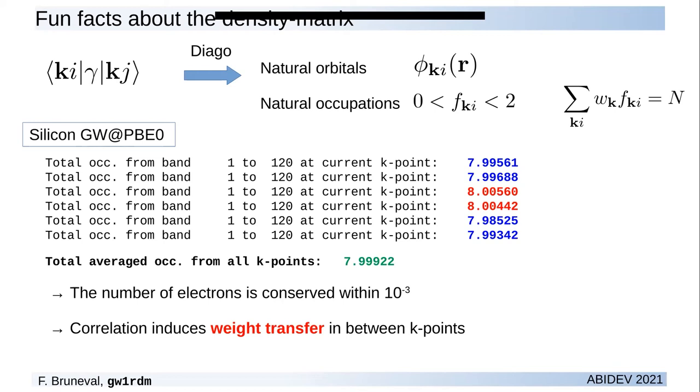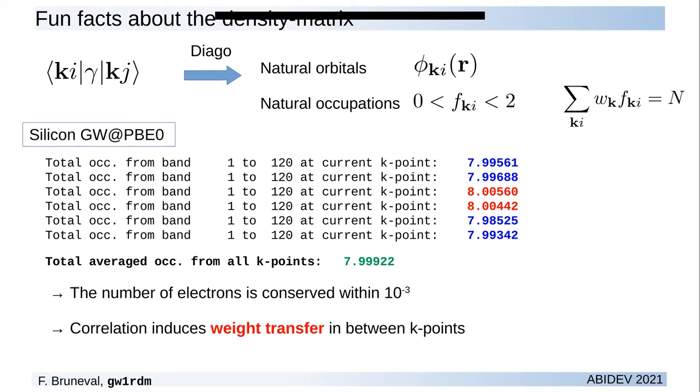So this means that with the introduction of correlation, we have a transfer of weight from some K points to other K points. It's not like the usual occupation numbers that are 8, whatever the K points, everywhere.